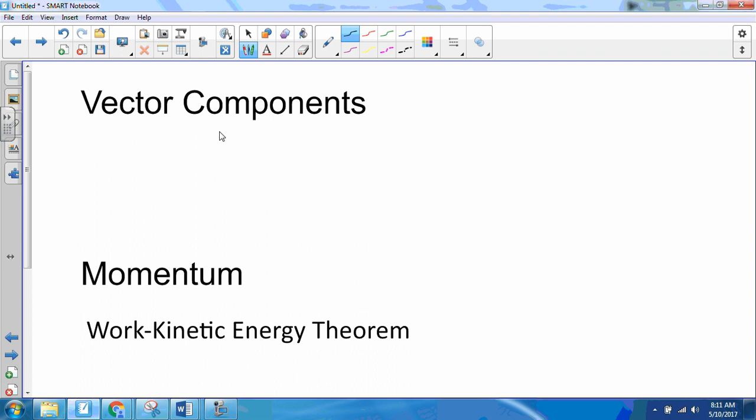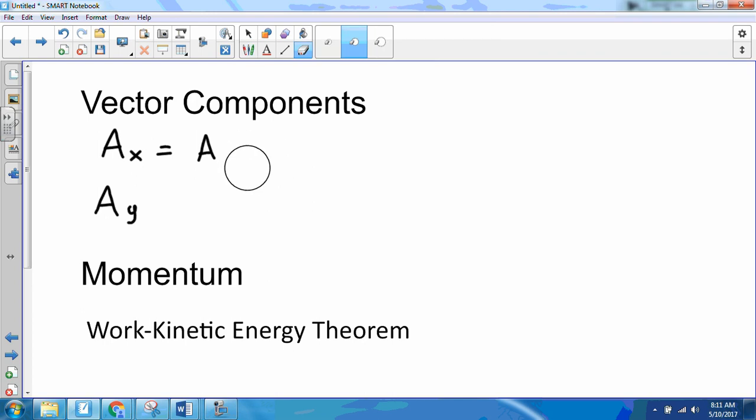Okay, if I have a vector called A, and I want to get the components of this vector in the X direction, and I want to get the components in the Y direction, all I have to do for the X is take the magnitude, which is the number that describes vector A, multiplied by cosine of the angle that it makes with the positive x-axis.